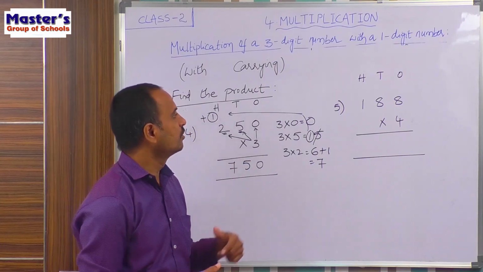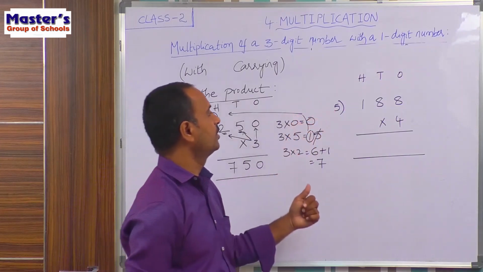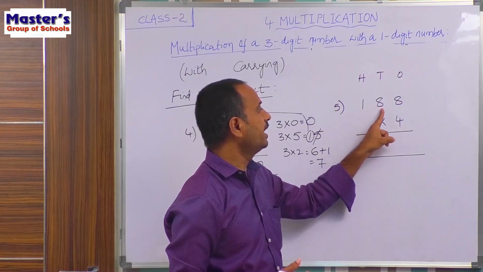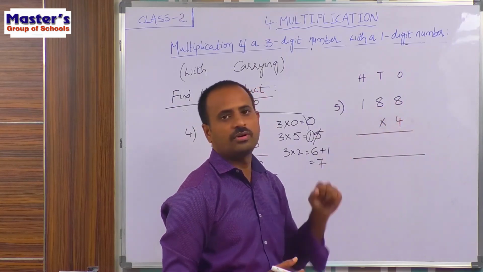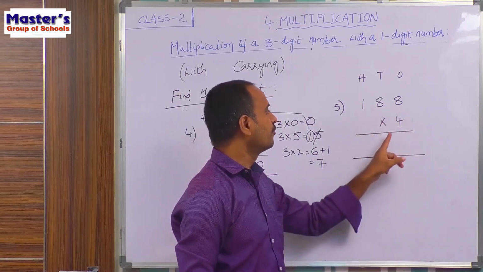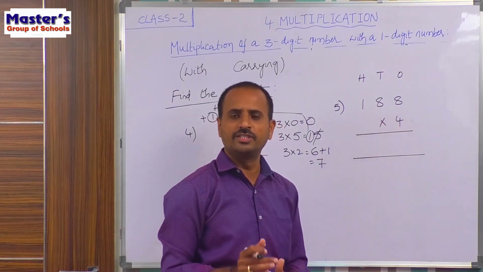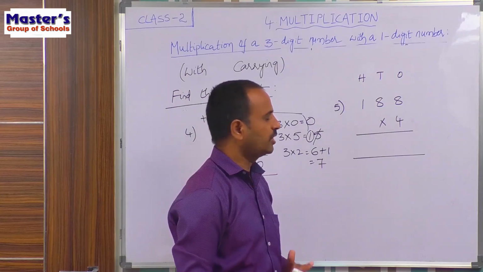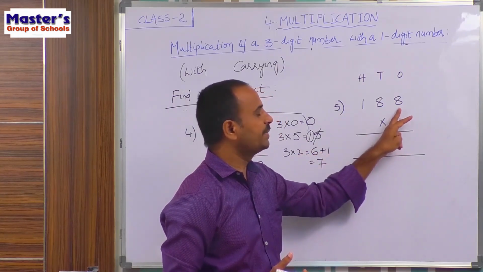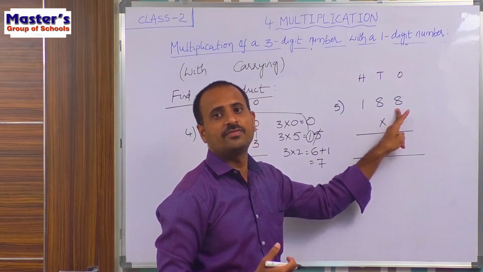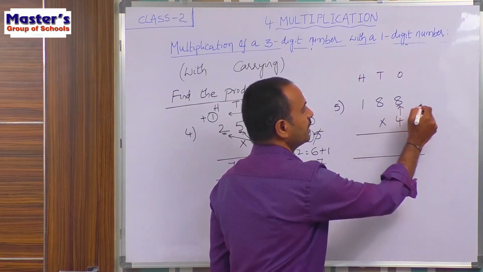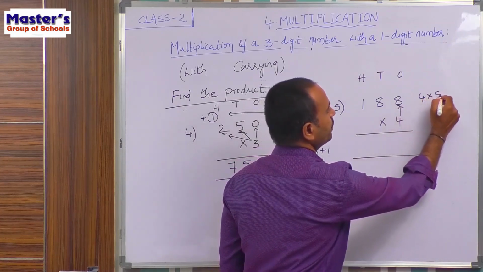Children, now go to the next problem, that is the fifth problem. Here we have to multiply 188 with 4. Here 188 is a 3-digit number and 4 is a single digit number, 1-digit number. Now start multiplication from ones place. What is present in ones place here? 8 is present in ones place. So multiply 8 with 4, that is 4 into 8.